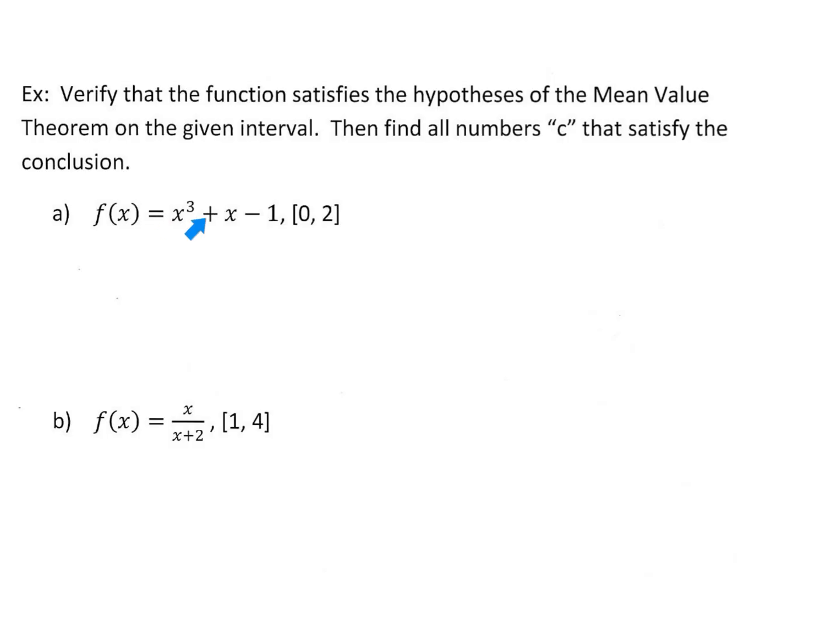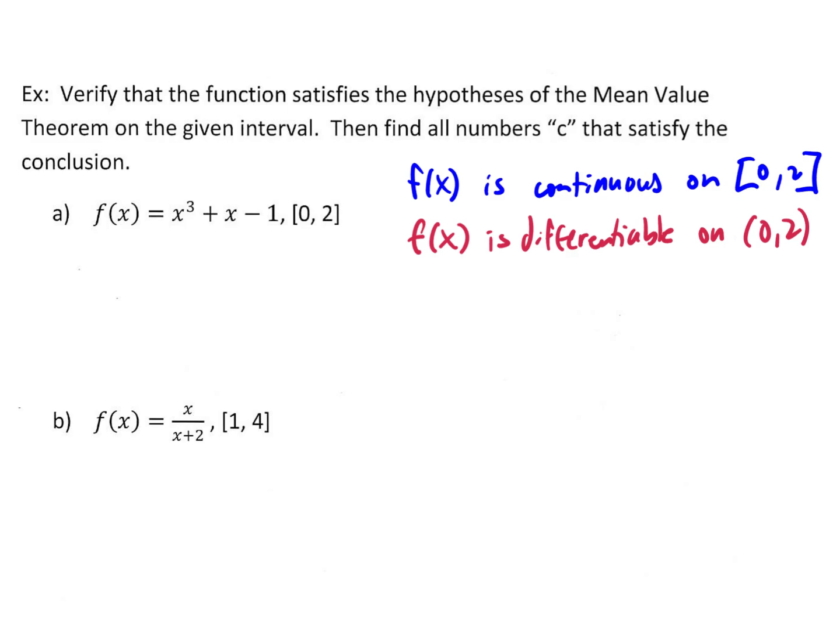All right, from 0 to 2. This is continuous. It's a cubic function. There are no asymptotes. There are no undefined values. So it's going to be continuous, and then it's going to be a smooth curve. So I know that it's differentiable. All right, so you've got to say that it's continuous on the closed interval, differentiable on the open interval.